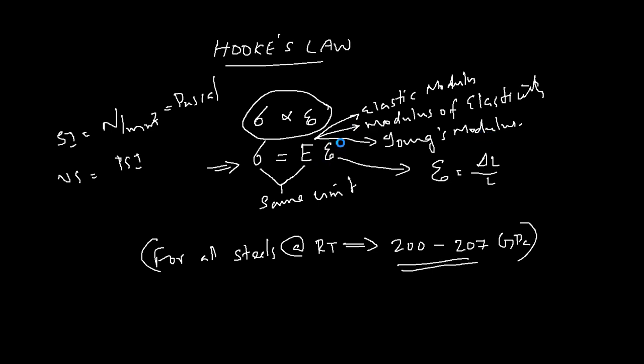Strain is a dimensionless quantity, and therefore stress and Young's modulus hold the same unit, which is Pascal in the SI system and PSI in the US customary system. And once again, because strain is a very small, infinitesimal quantity, the value of Young's modulus is usually a big number. For all steels at room temperature, the value of Young's modulus ranges between 200 to 207 gigapascal. That is 200 to 207 times 10 raised to 9 Pascal.